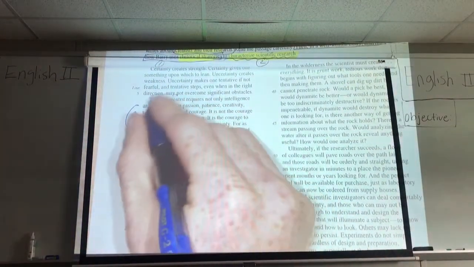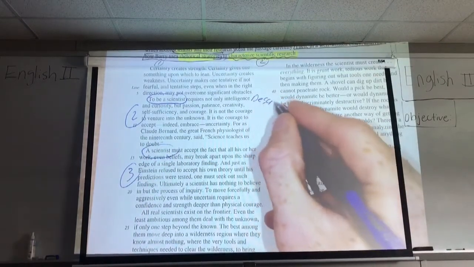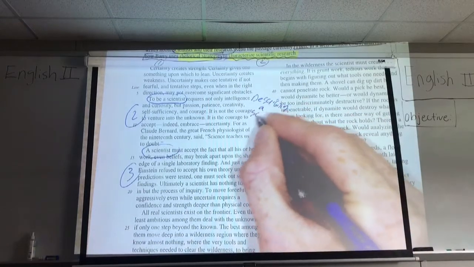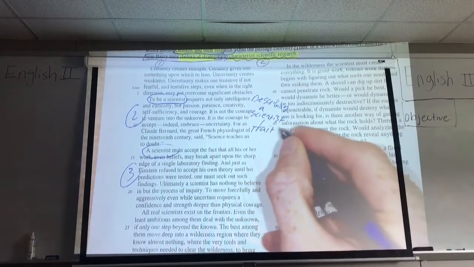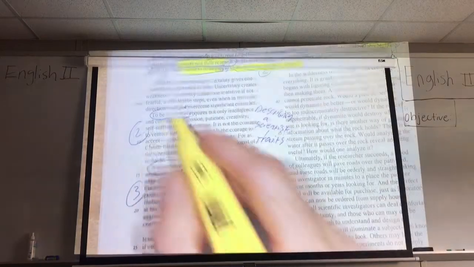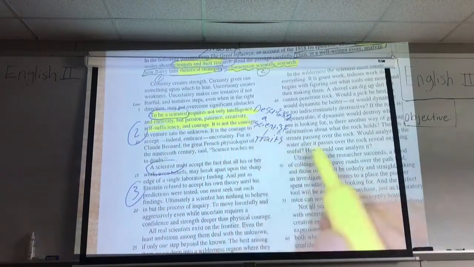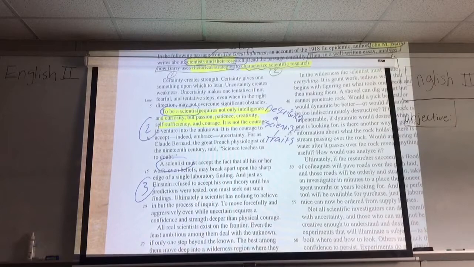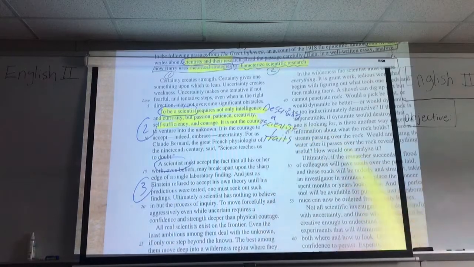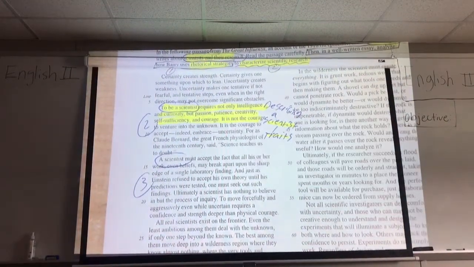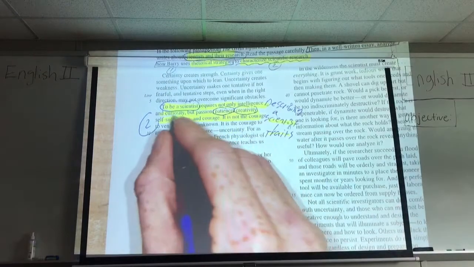And I understand that in those paragraphs, he is writing about what it means to be a scientist. In other words, he is describing a scientist. More specifically, he is describing their traits. And I know that because when I look in the paragraph, I see a quote like this. "To be a scientist requires not only intelligence and curiosity, but passion, patience, creativity, self-sufficiency, and courage." Those are all character traits he is saying a scientist must have, right? A character trait a scientist must have: patience, and they must have creativity, and they must have self-sufficiency.